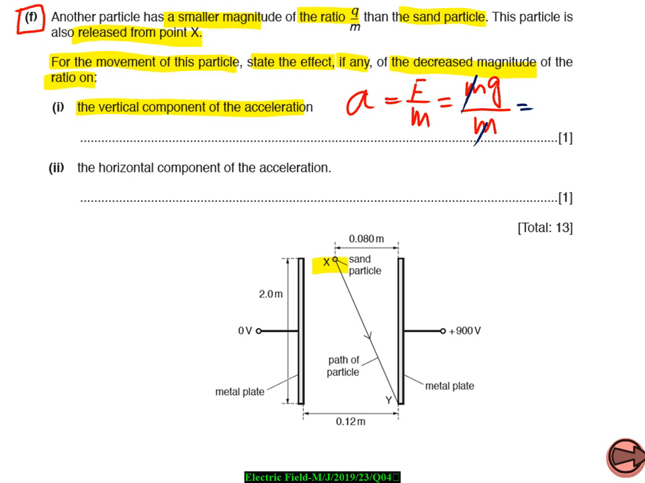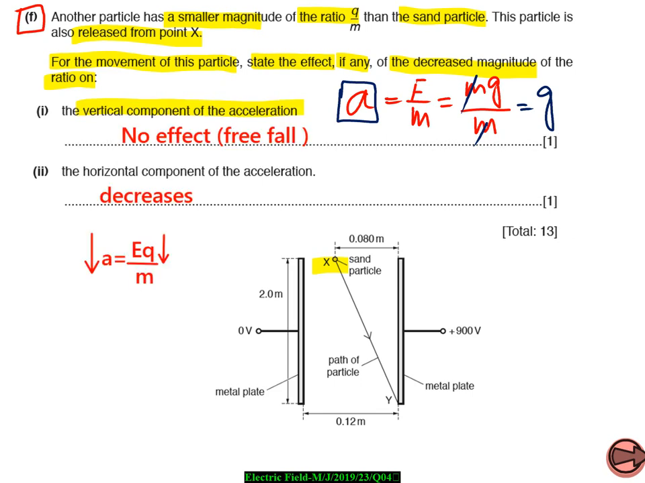So this is how we can answer. We can simply say that there is no effect on the vertical component of the acceleration because vertical motion is independent of mass. Now, let's move on to the next one.